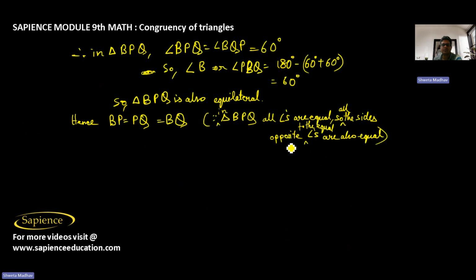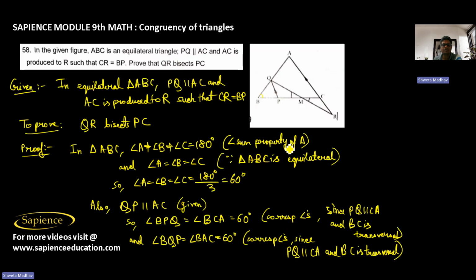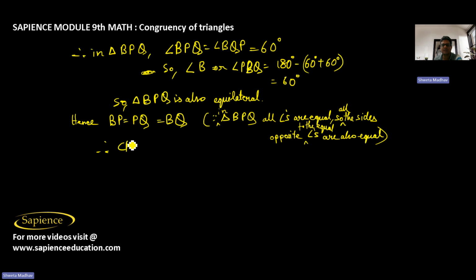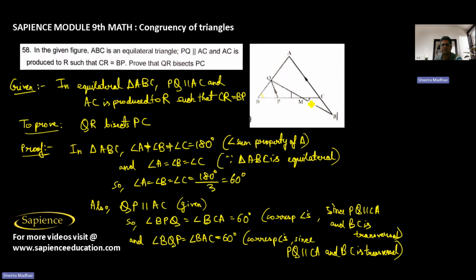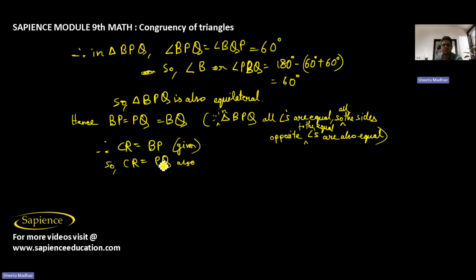So BP is equal to PQ, we have shown. Therefore, CR is equal to BP, which is given. So I can say CR is equal to PQ also.